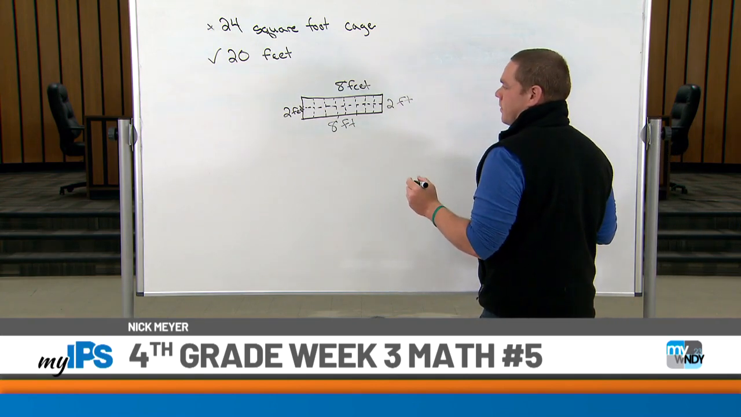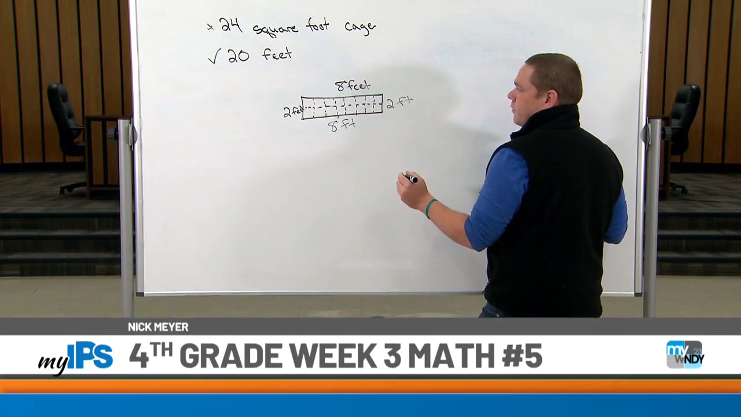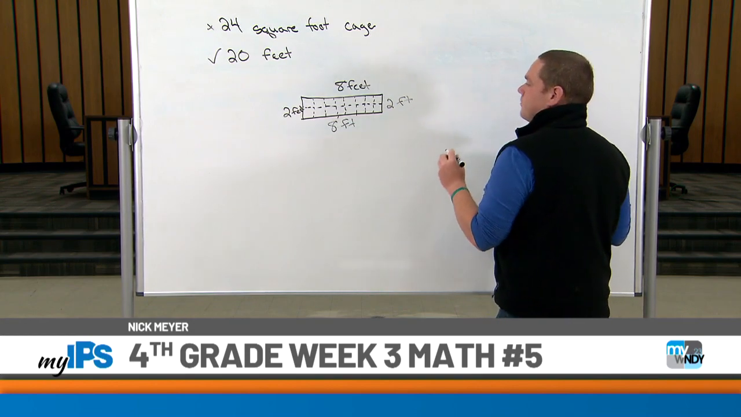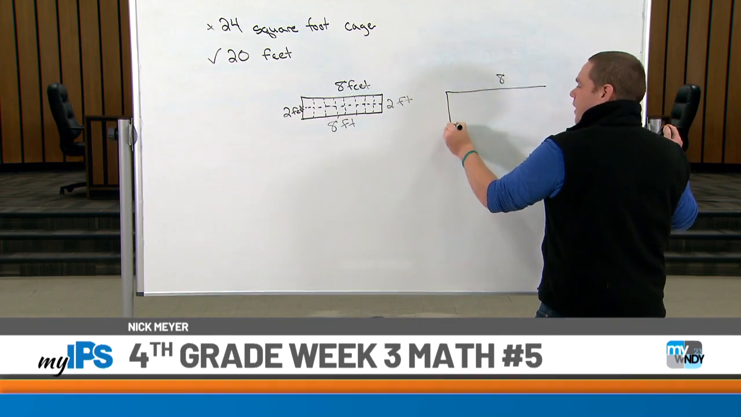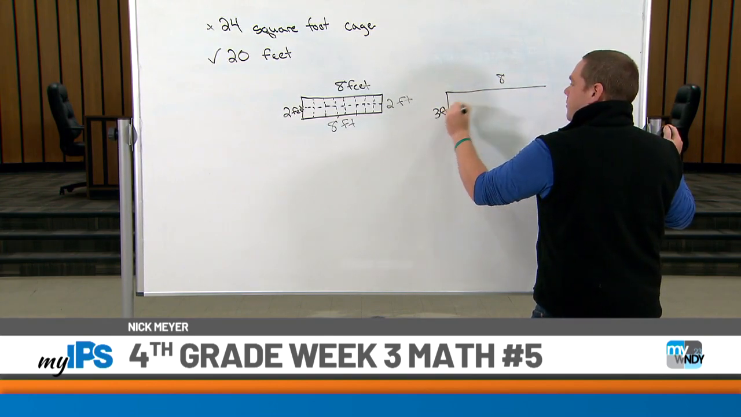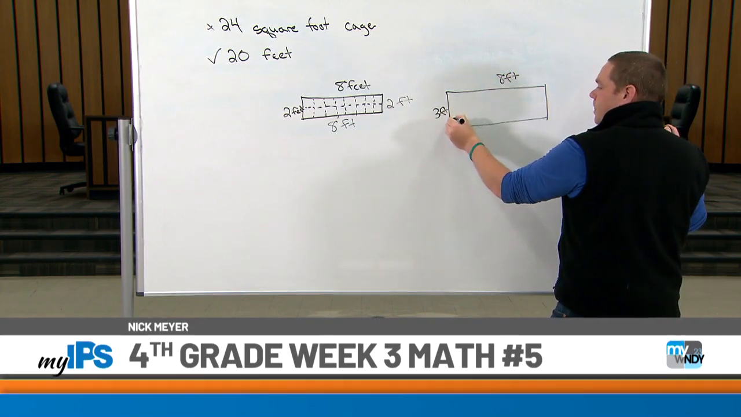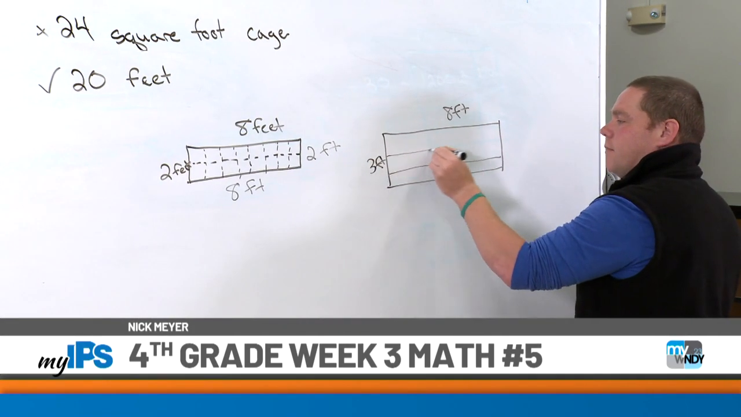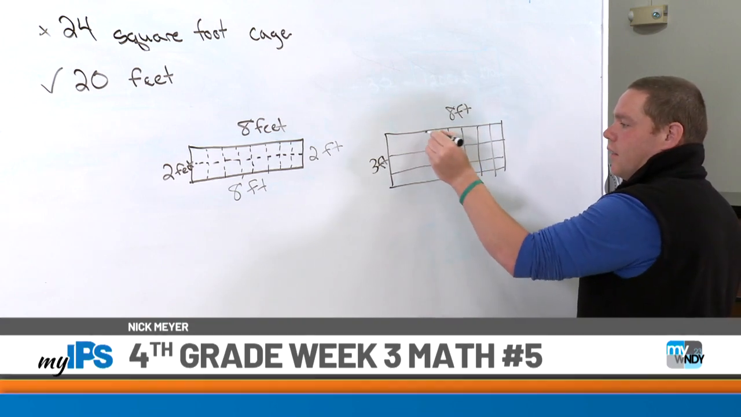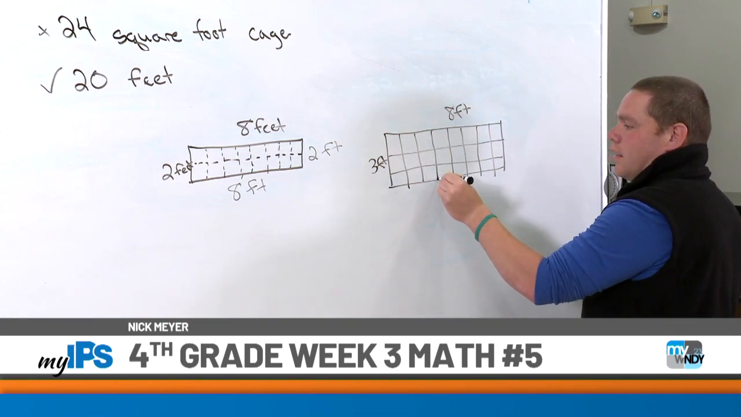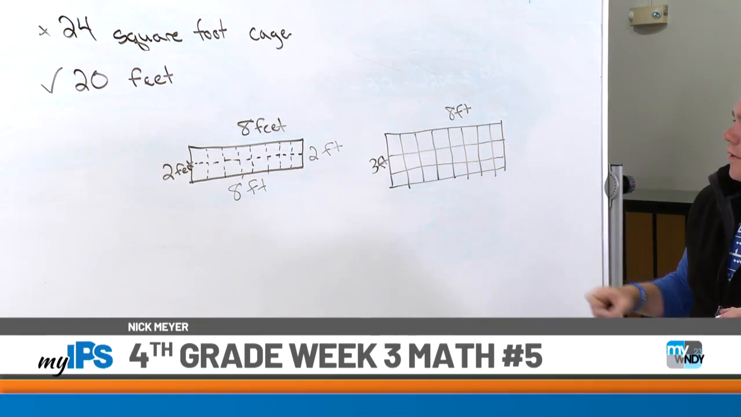Maybe, let's try to get 24 a different way. So maybe I do 8 feet by 3 feet. So if I do 8 feet by 3 feet, I know right there I've got 8, 16, 24 square feet.